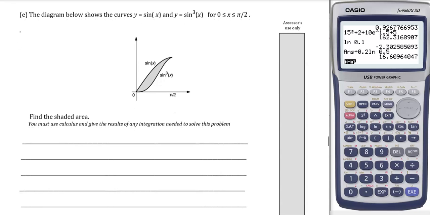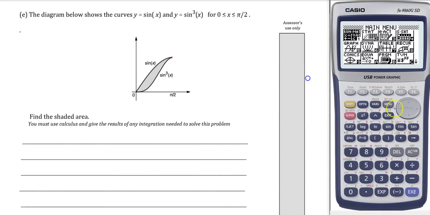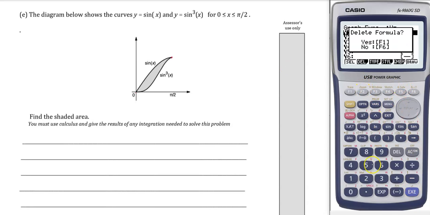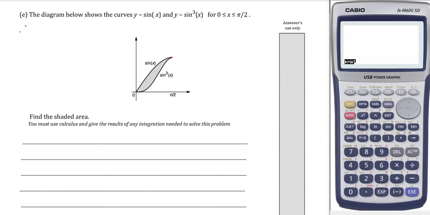Right, last one. We've got these two curves. We want to find the shaded area. Okay, so we need the intersection points. We can see it intersects at 0. We need this intersection point up here too. So I'm going to use the graphics calculator again. And actually, I did use the graphics calculator, I didn't like it because it was a decimal, so I'm going to do this by hand.